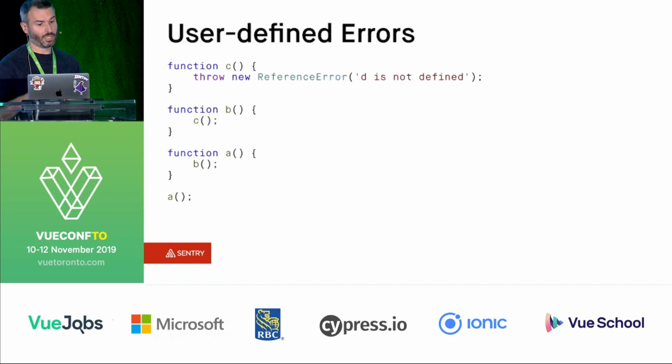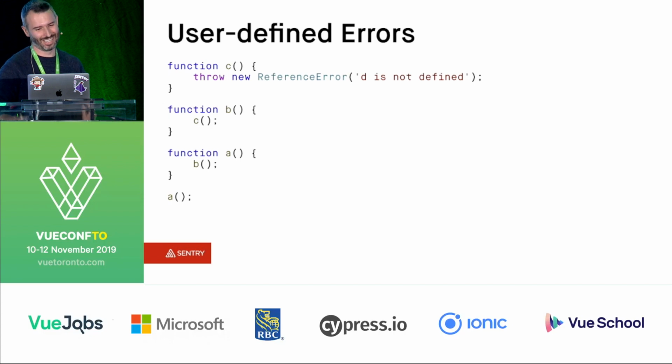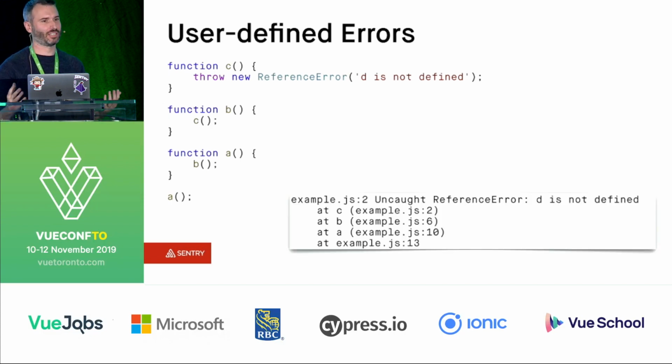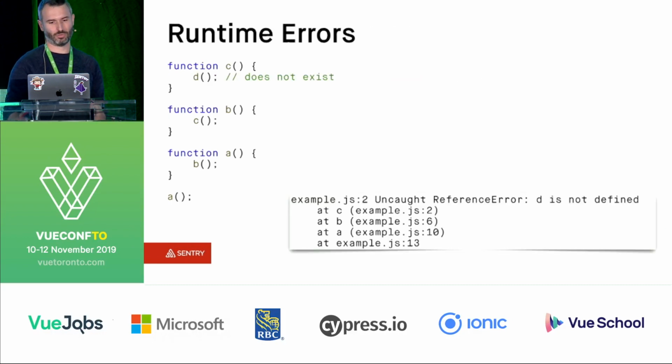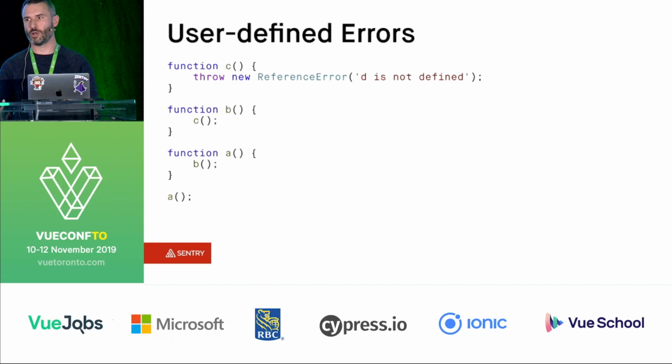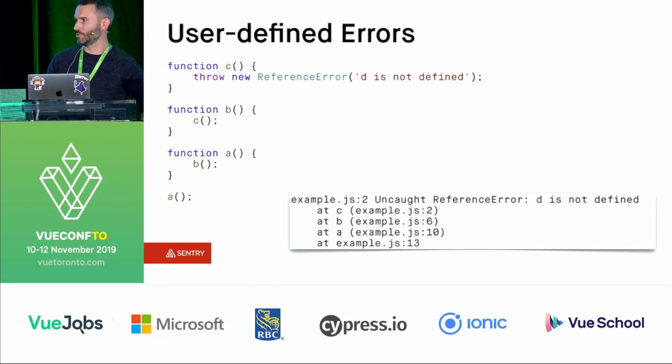What you may not know is that if you did this instead of actually trying to call a function that didn't exist, but you just threw a ReferenceError and gave it that same message because you were incredibly prophetic and you managed to write code this way, this actually produces the exact same result. So whether you're actually invoking something that doesn't exist, or you just throw the corresponding ReferenceError yourself, as far as the console or error monitoring tools are concerned, it's the exact same thing.